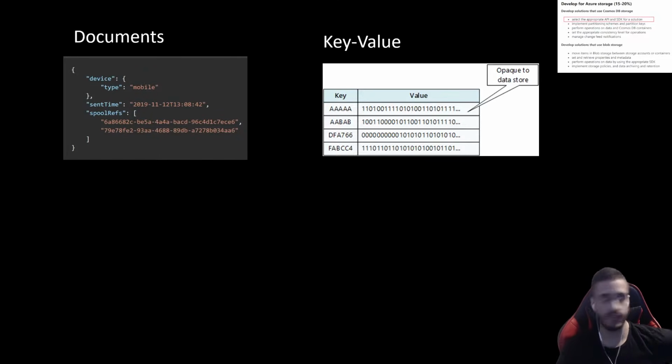Next, we have key value stores, and this is obvious from the name. It's a series of key value pairs. Many popular databases use this kind of data store like Redis, Azure Table Storage, etc.